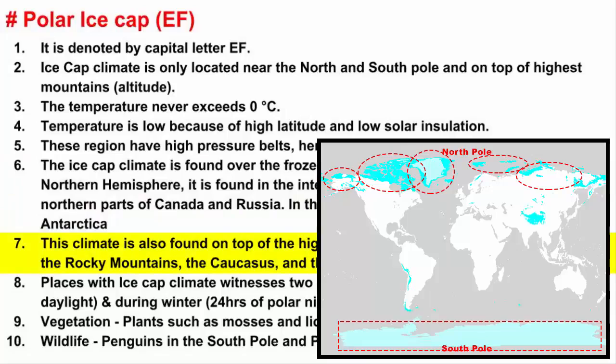I've also said that this climate also exists on top of the highest mountains because of altitude. These mountains are the Andes, the Himalayas, the Rocky Mountains, the Caucasus, and the Alps.